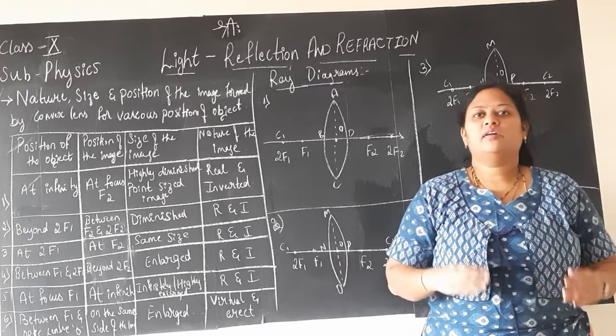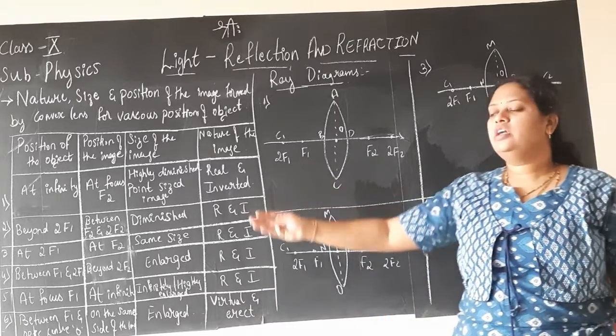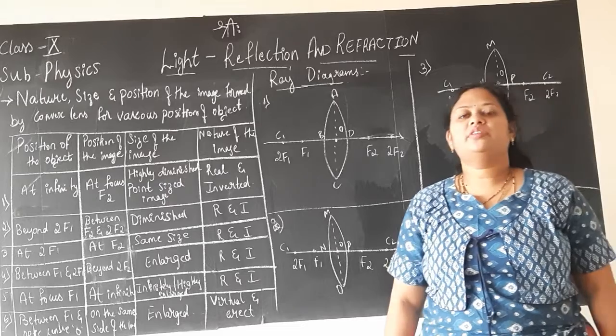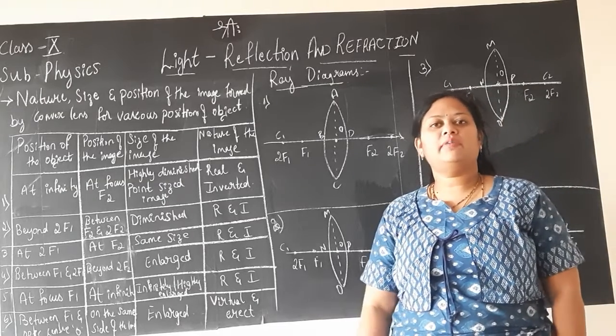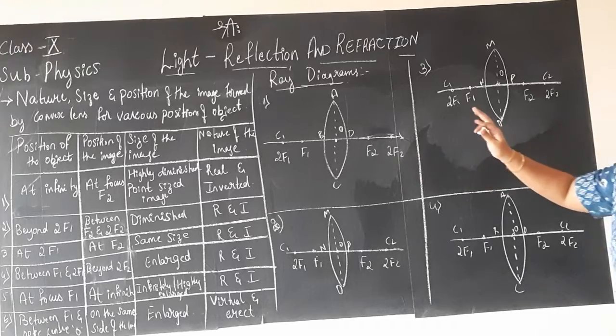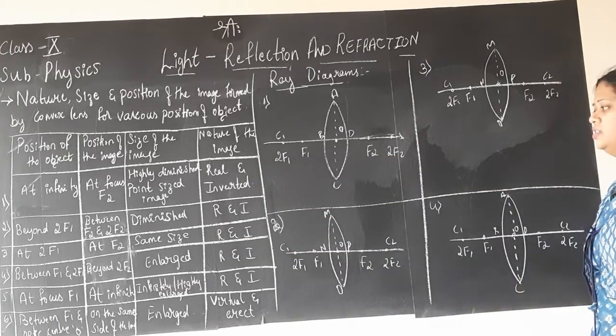So children, now we shall learn how to draw the ray diagram for given different positions of the object and learn about its position, nature and size of the image formed. As I said, the first 4 I have drawn, children. Later I will erase and explain the 5th and 6th, okay?